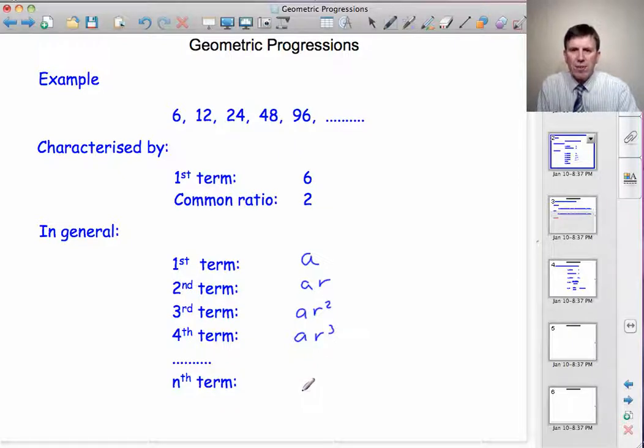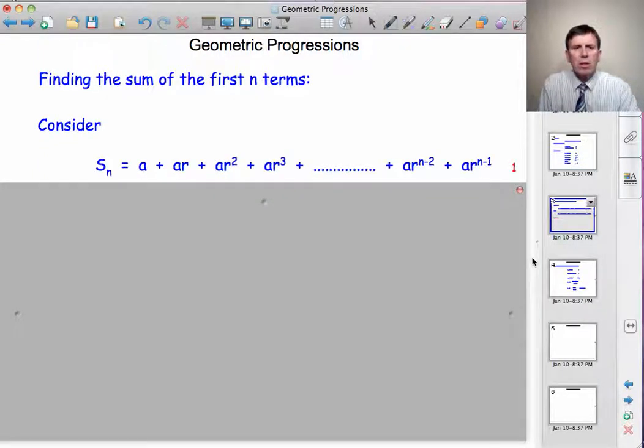Now then, what would the nth term be? Well, if we look at these closely, we see that the power of r is 1 less than the number of the term, because there's no r in the first term. So in the third term we've got ar squared, in the fourth term we've got ar cubed, in the nth term we'll have ar to the power n minus 1. So that's the formula for the nth term in a geometric progression.